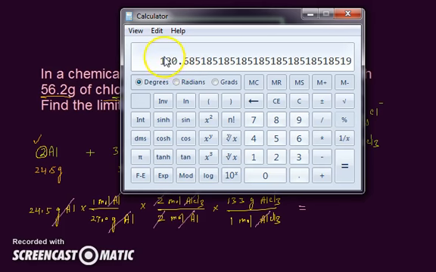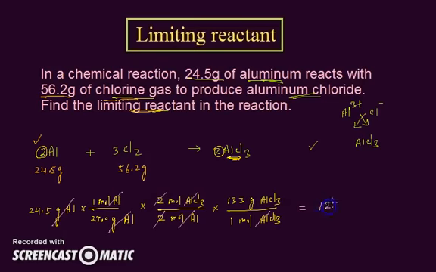We have 3 significant figures, and if we look at the next digit, that is 6. 6 is greater than 5. That's why we round up 0 to 1. The value which we get is 121. I mentioned here 121 gram, and here we have aluminum chloride. This is the mass of aluminum chloride produced by 24.5 gram of aluminum in the reaction. In a similar way, we calculate the mass of aluminum chloride produced by 56.2 gram chlorine gas.